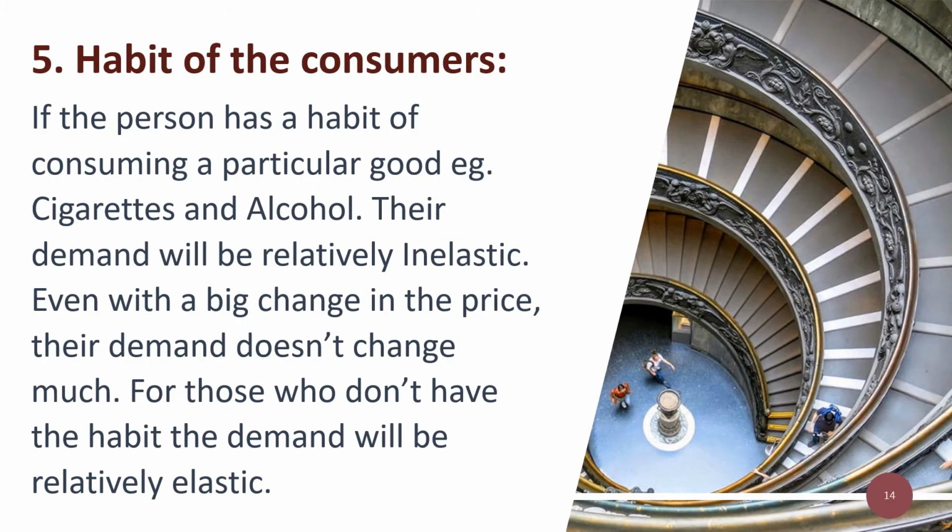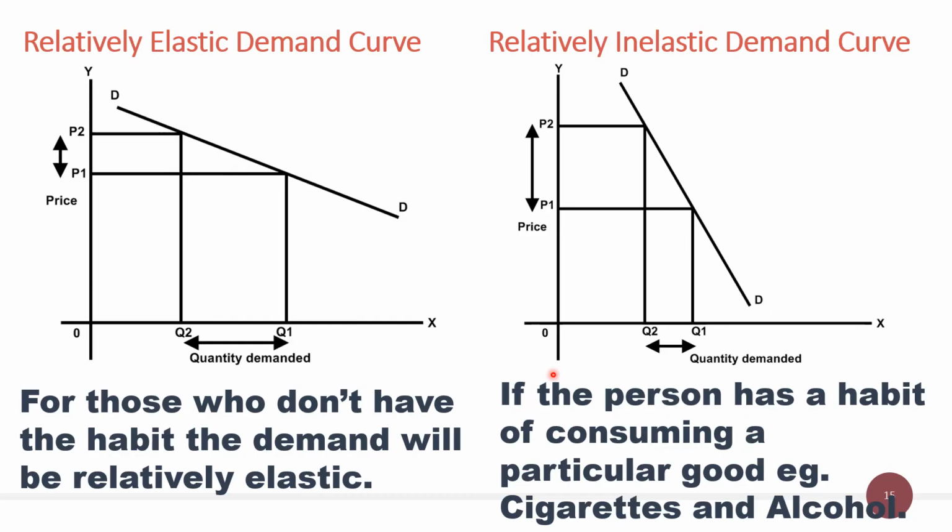The fifth factor affecting elasticity of demand: habit of the consumers. If the person has a habit of consuming a particular good, for example, cigarettes and alcohol, their demand will be relatively inelastic. Even with a big change in price, their demand doesn't change much. For those who don't have the habit, the demand will be relatively elastic. So here we have the diagrams to help us understand this better.